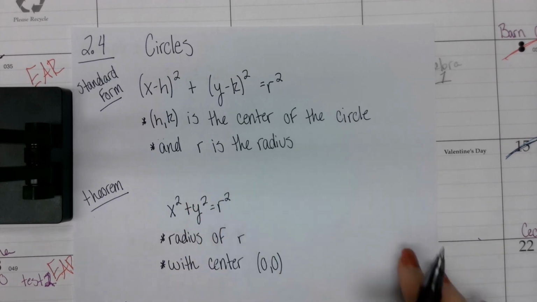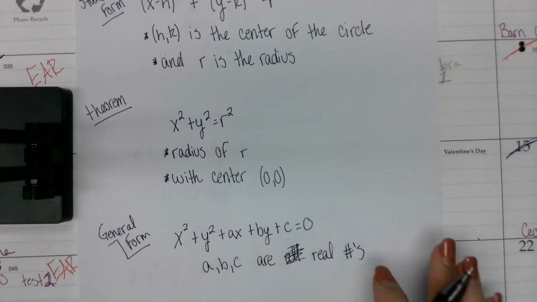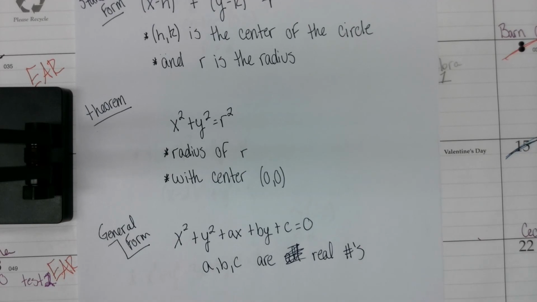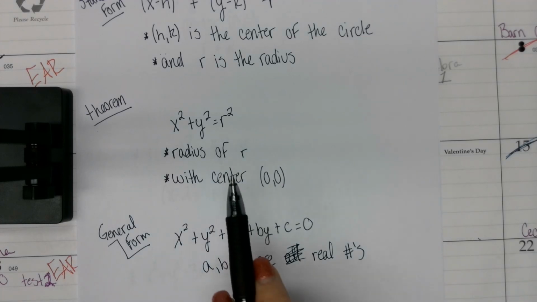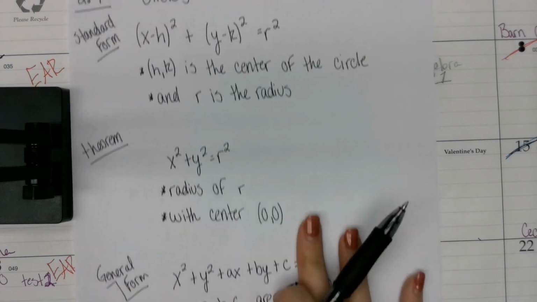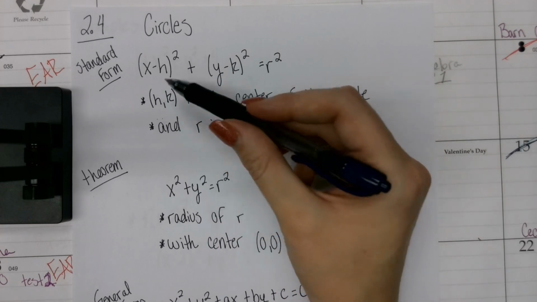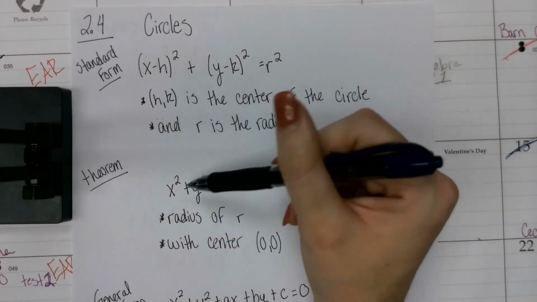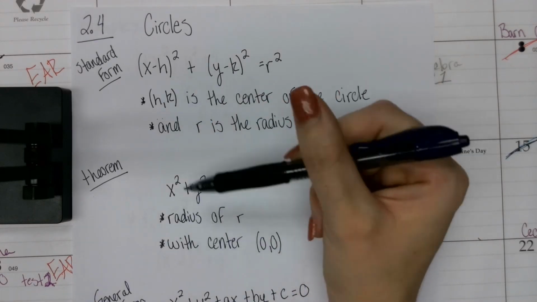It's pretty straightforward. The equation x² + y² = r² is very similar to the Pythagorean theorem, where r is the radius. The center of the first one was (h, k) because we subtracted them from x and y; this one's center would be the origin, (0, 0).